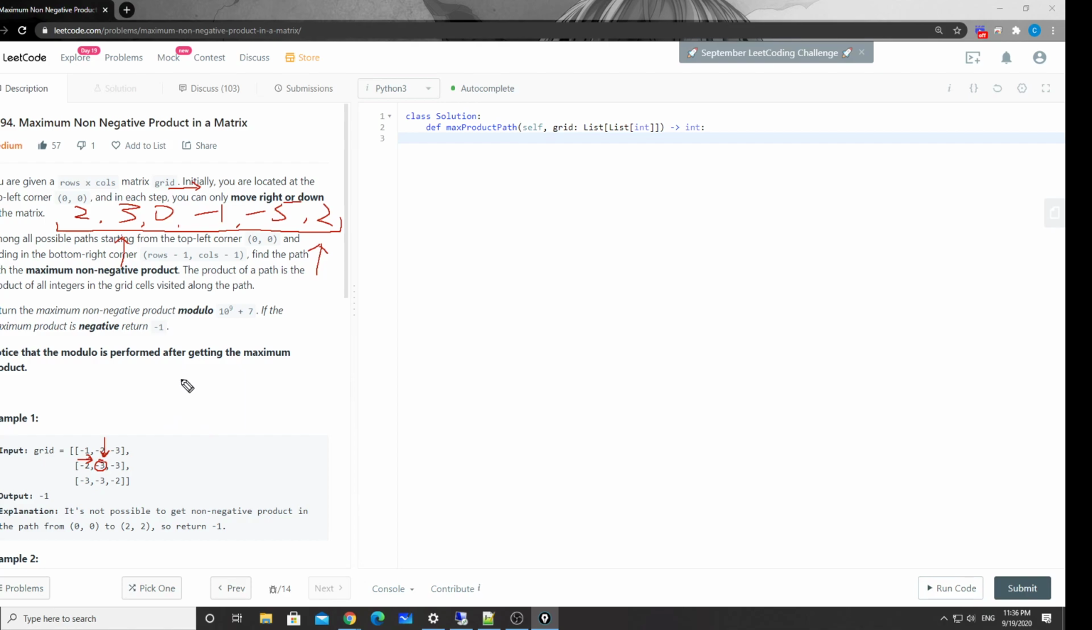So basically, in that DP array here, we're going to maintain two values, right?